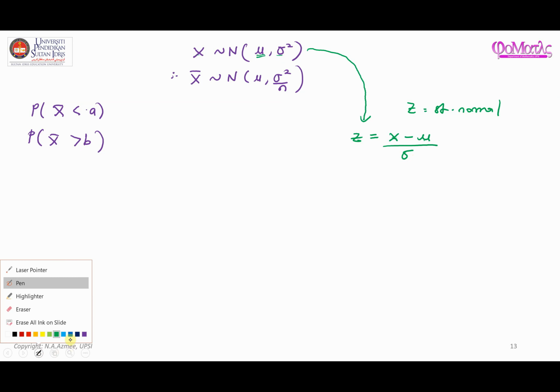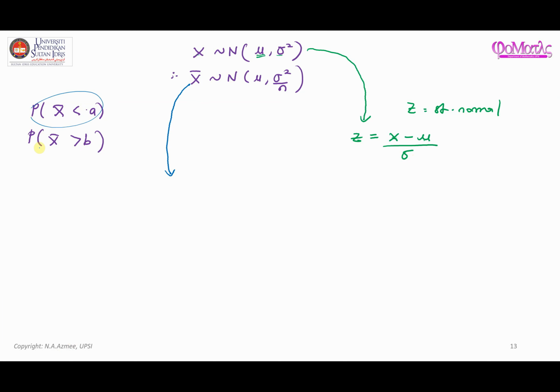Now, the same thing can be done for this guy here, because x bar also has a normal distribution. That means x bar is a normal random variable. So if I want to know the probability of x bar less than a or greater than b, I can apply the same process of converting x bar to a standard normal random variable, to the z-score, okay?